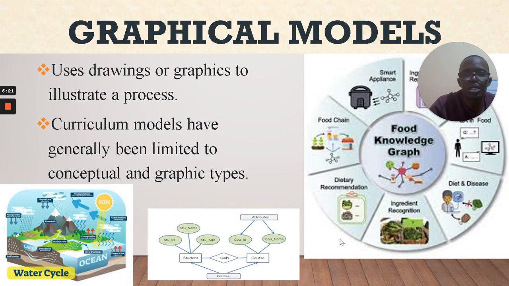Another type of model we see is the graphical model. It uses drawings and graphics to illustrate a process. But when it comes to curriculum development and curriculum models, we have generally been limited to conceptual and graphical types of models, as we have seen them earlier. So graphicals are just pictorials, like we have examples here, like the food knowledge graph. We see it's drawings, pictorial representations. So we have graphical and conceptual: texts and pictures when it comes to curriculum models.